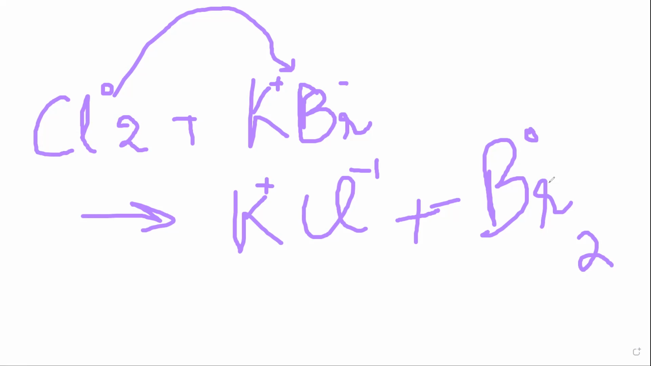So as we can see now, the chlorine gained electrons, so it is reduced, or it has gone under the process of reduction. But the bromine in the ionic bond present in the potassium bromide lost an electron to form bromine liquid with a zero charge. So it went under the process of oxidation. So this is the overall equation of this chemical reaction.